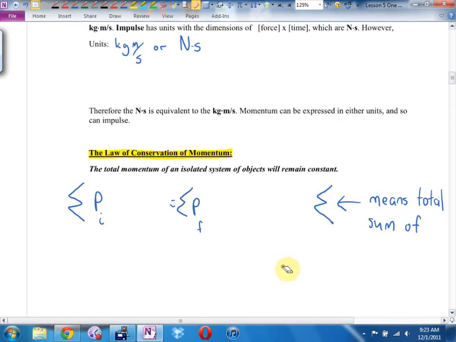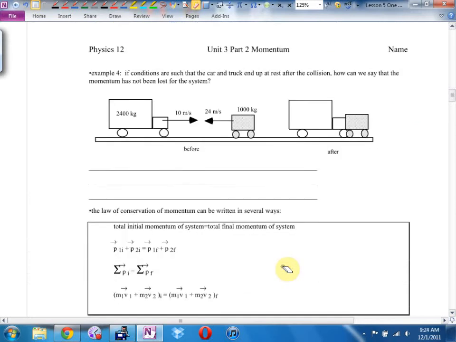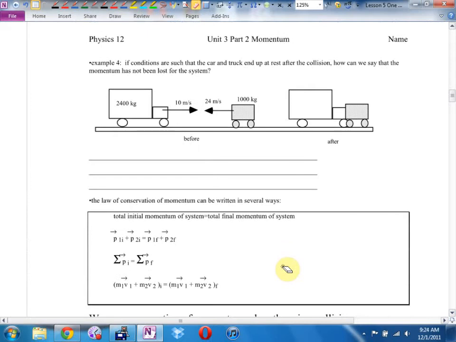Turn the page. Example four, we have a head-on car crash. Boom! A truck runs into a car. If conditions are such that the car and truck end up at rest after the collision, how can we say that momentum hasn't been lost?